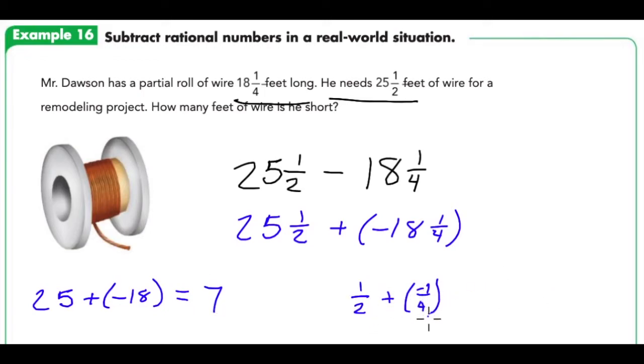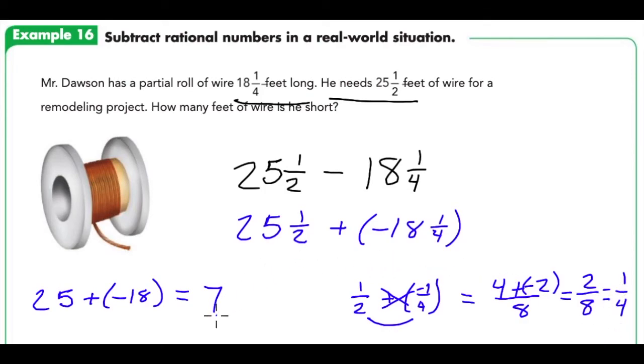And for the 1/2 plus a negative 1/4, 2 times 4 gives me 8. The diagonal, 1 times 4 is 4, plus a negative 1 times 2 is a negative 2. So on top I have 4 and a negative 2, which would leave us with a positive 2. So we're left with 2/8, which can be reduced to 1/4.